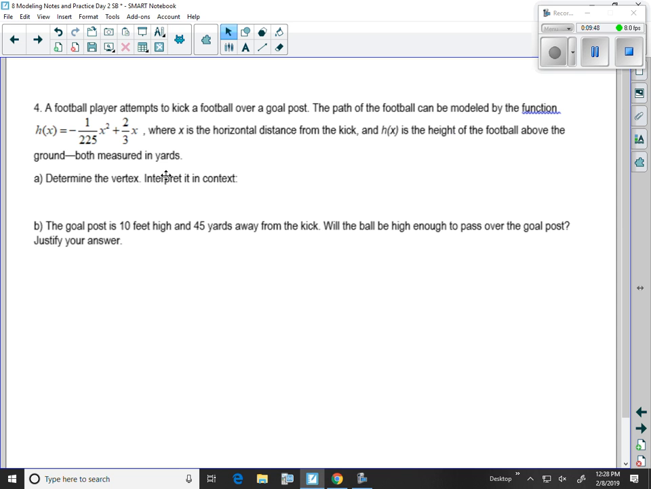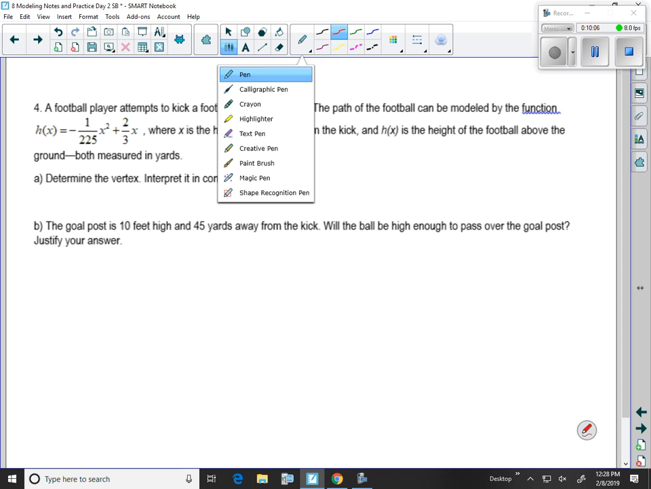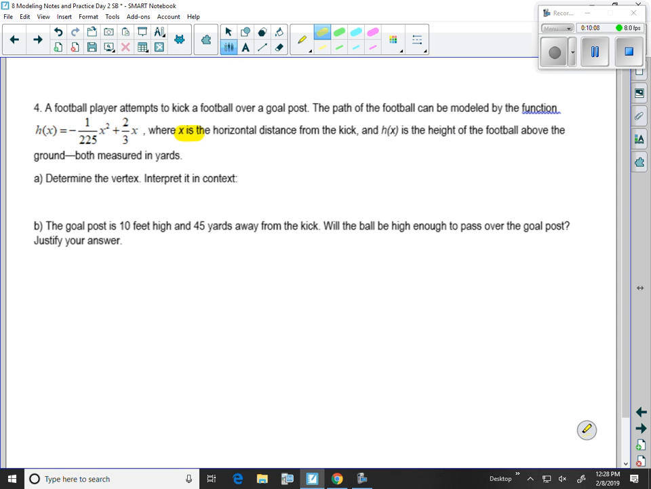Okay, let's talk football. I think this is pretty cool because it's kind of applicable when it comes to being a kicker. A football player attempts to kick a football over a goalpost. The path of the football can be modeled by your function, where x is the horizontal distance from the kick, and h is the height of the football. This one can get a little bit weird, so focus here. Yes? Okay.